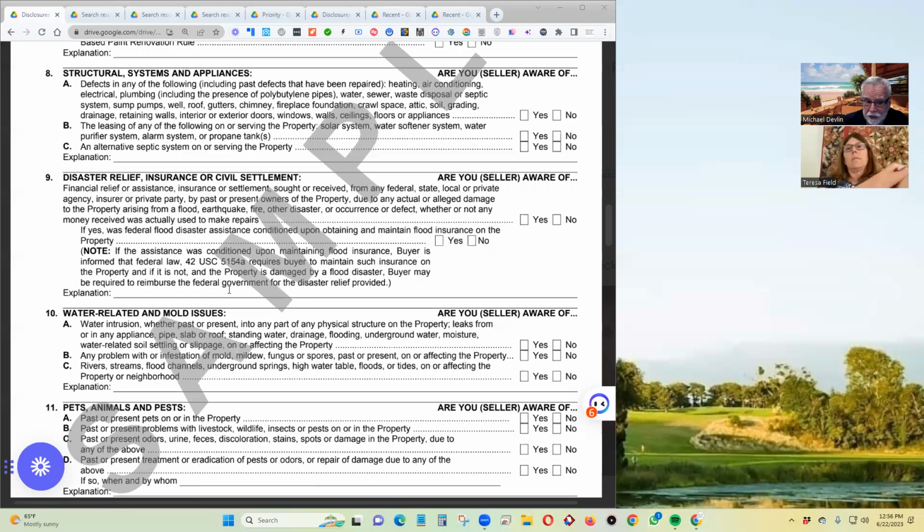Disaster relief or insurance civil settlement. Have you received disaster relief? Did it burn down a little while ago? Has it been destroyed by earthquakes or floods in the past, or damaged? You're supposed to mention that. Because the ability of the buyer to obtain the necessary insurance not only is a good thing for the buyer, but also is usually a condition of the buyer getting a loan.